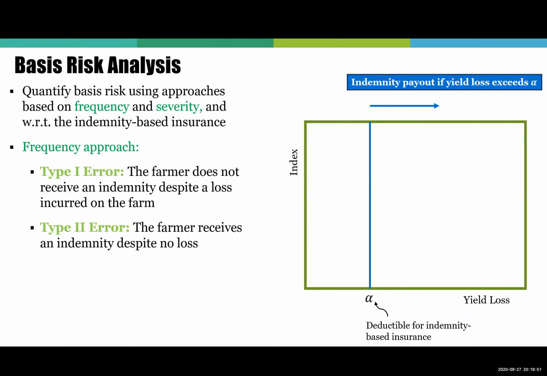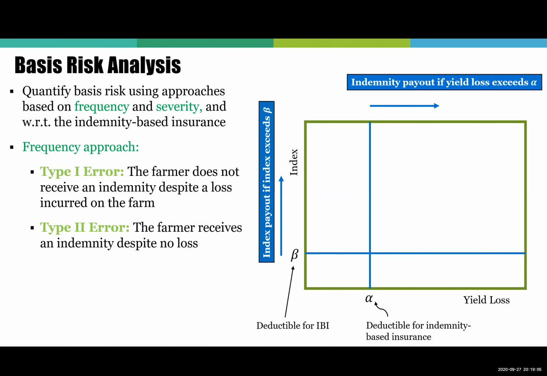Suppose now the vertical axis corresponds to the value of the reference index for the IBI. Let beta represent the deductible for the IBI policy, so that it generates a positive payout only if the value of the reference index is higher than beta. Hence, this graph demonstrates the relationship between the farmer's actual yield loss and the reference index.